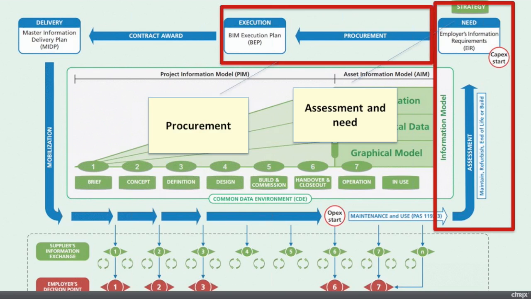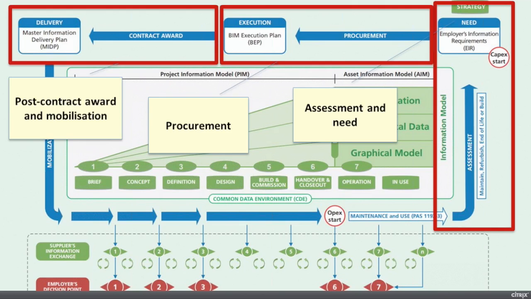They move into a procurement phase, the tendering, early stage procurement, working out who's going to deliver that building for them. Again, there's a lot of information that exists at that stage. Then, of course, the contract is awarded.